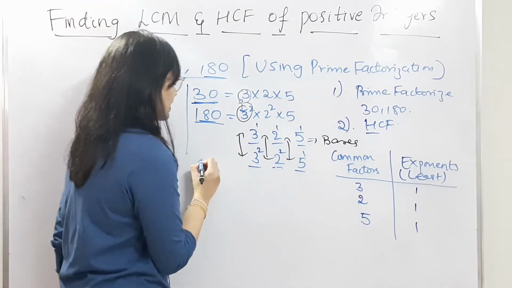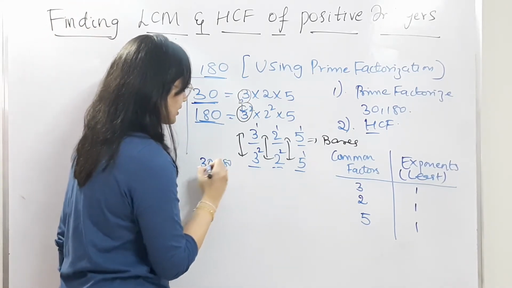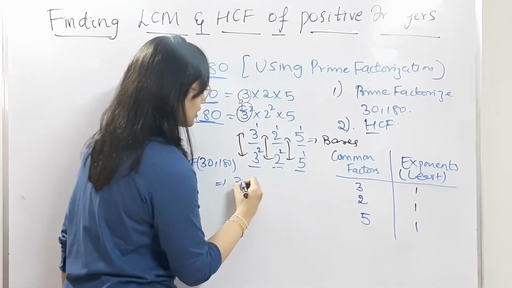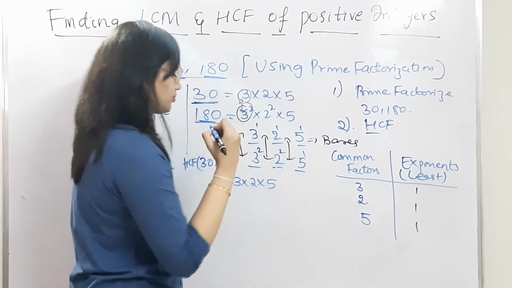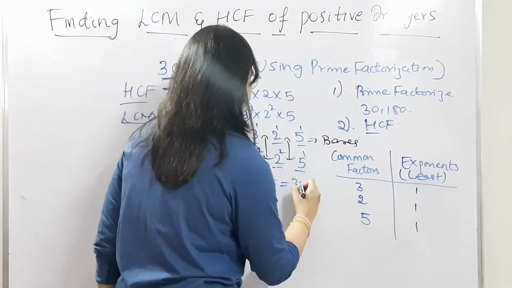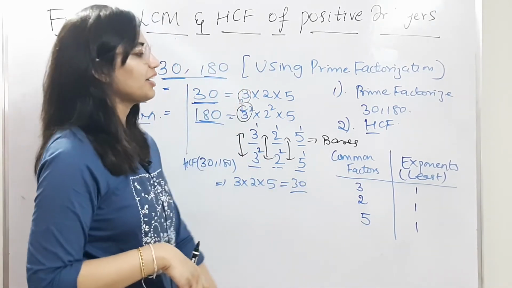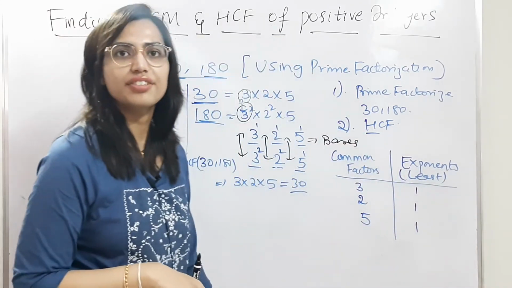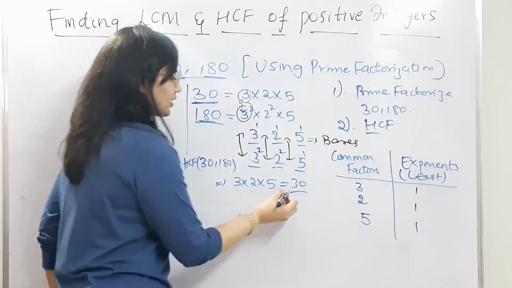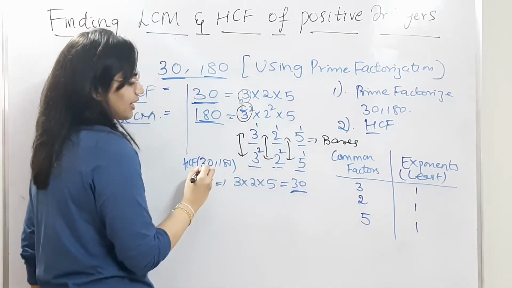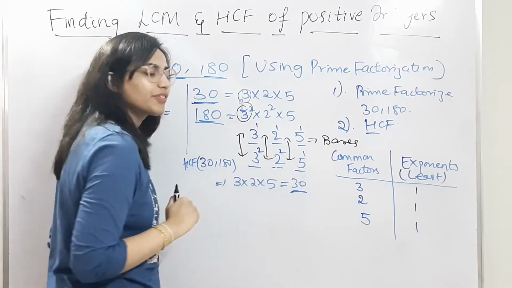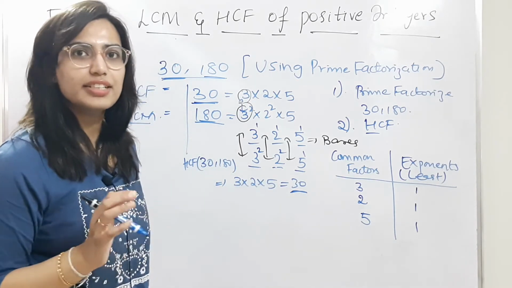So the HCF of 30 and 180 using the prime factorization method can be 3 into 2 into 5. That is 30. You might be wondering why we have to take the least powers here when it said highest common factor. I will prove that to you. 30: if you divide 30 by 30, it will be divisible, right?